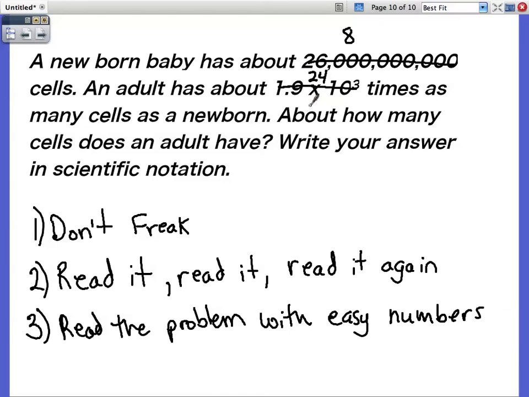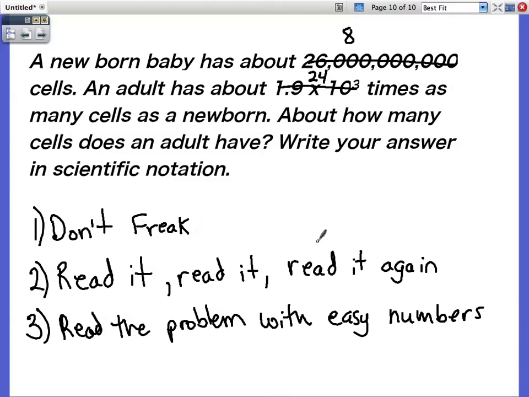You could make the numbers even easier. So I'm going to read the problem again using these easy numbers. A newborn baby has about 8 cells. Now obviously that's impossible. A newborn baby has to have way more than 8 cells, but it's okay. An adult has about 24 times as many cells as a newborn. About how many cells does an adult have? Write your answer in scientific notation.